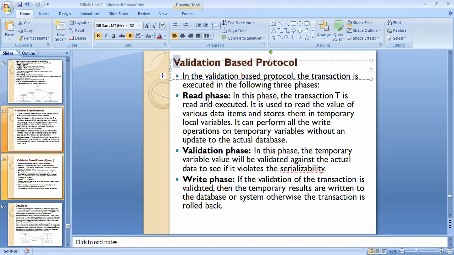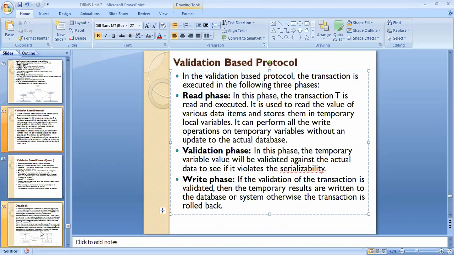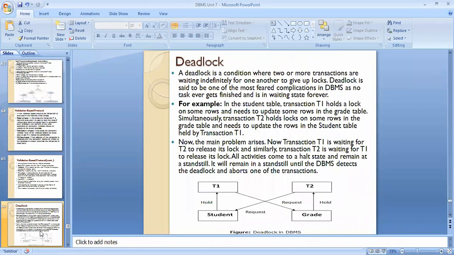Actually, this one is the extra one because there are three types. Now come to the next point, that is deadlock. See, this is one of the important points, deadlock.